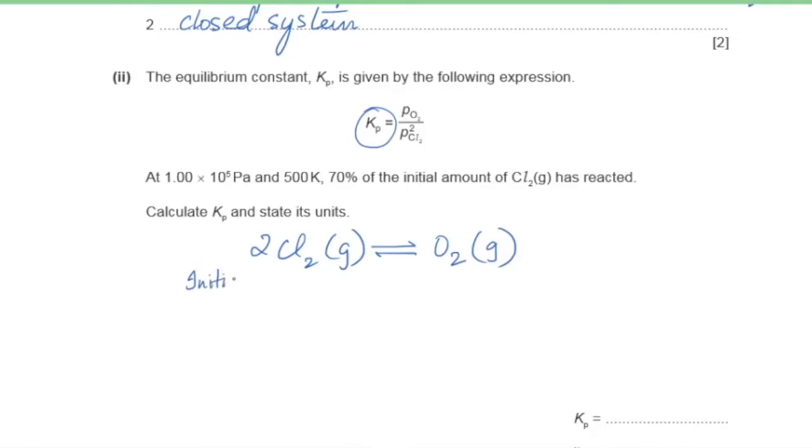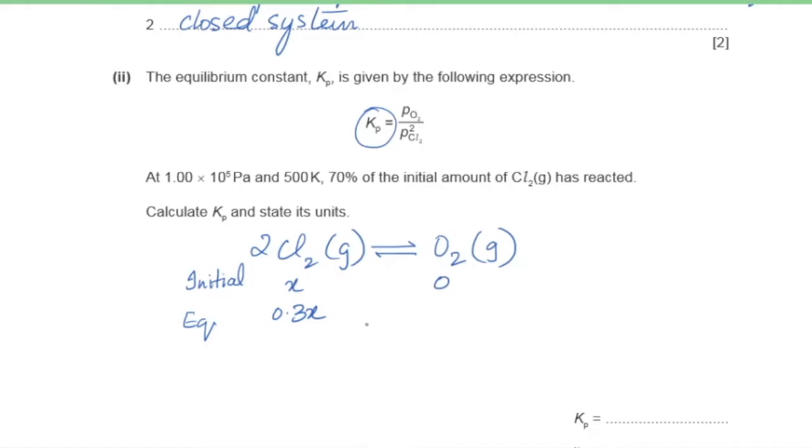So initially, we suppose that chlorine had X moles reacting, and while the equilibrium was not established, there were 0 moles of oxygen that had formed. And the question states that only 70% of that chlorine gas could react, meaning that 30% of the chlorine gas will remain as it is in equilibrium. So at equilibrium, there is 0.3 of the total number of moles of chlorine.